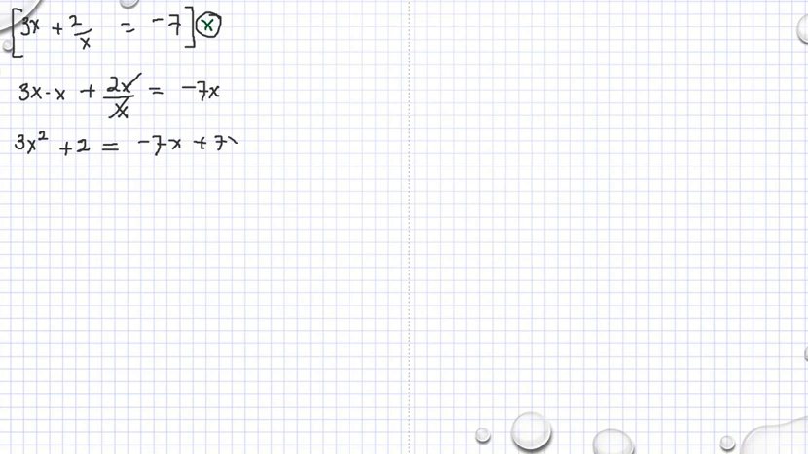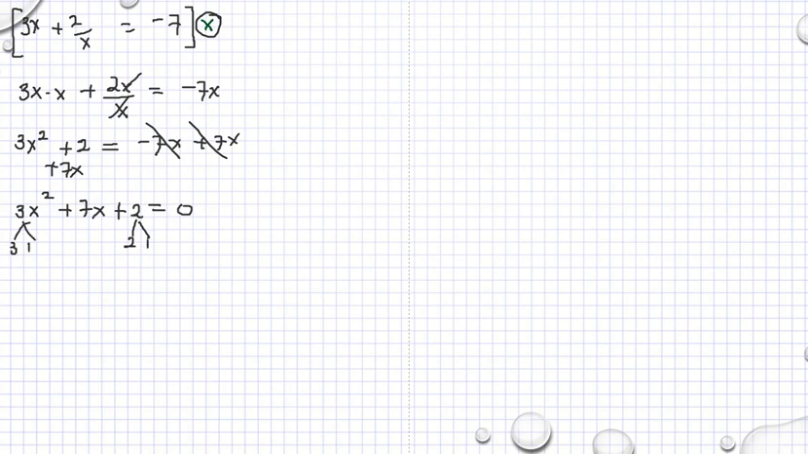Adding both sides of the equation by 7x, then we have 3x squared plus 7x plus 2 is equal to 0. So this one is 2 and 1. This one is 3 and 1.